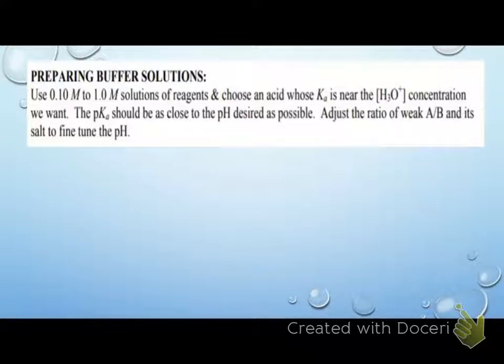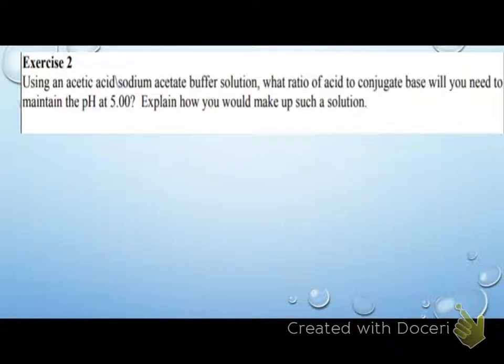So when you're trying to choose one, you want to choose one that is close to the desired pH. If I say I need a buffer system at 7.5, try to find a pKa of something that's close to that, and then that makes a good buffer. Now we'll do this problem.